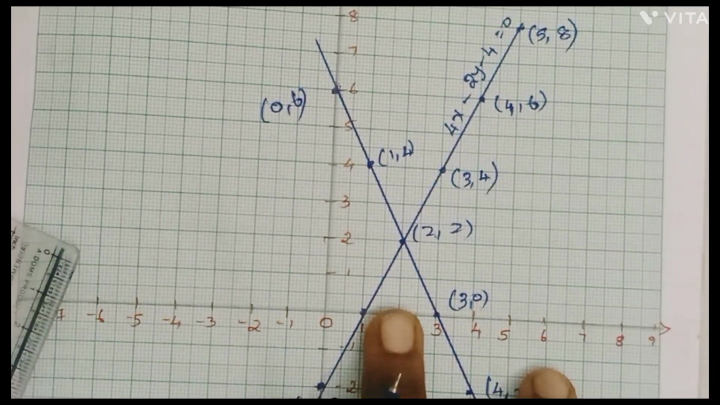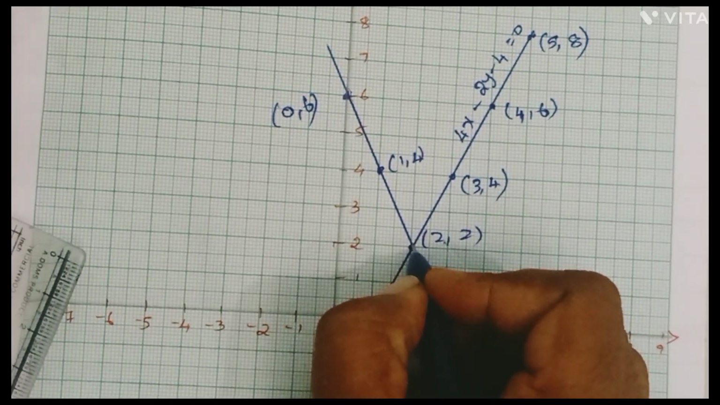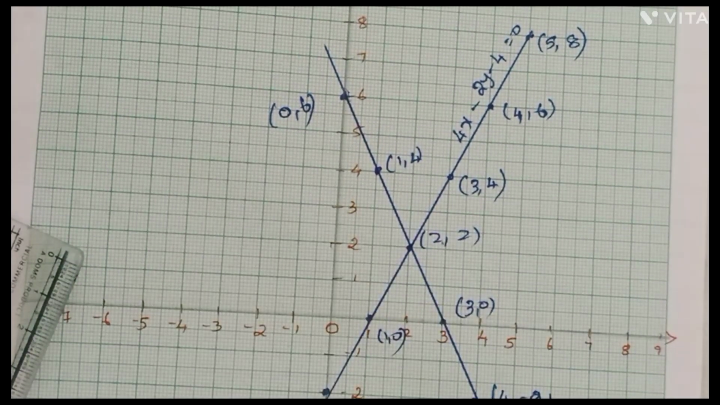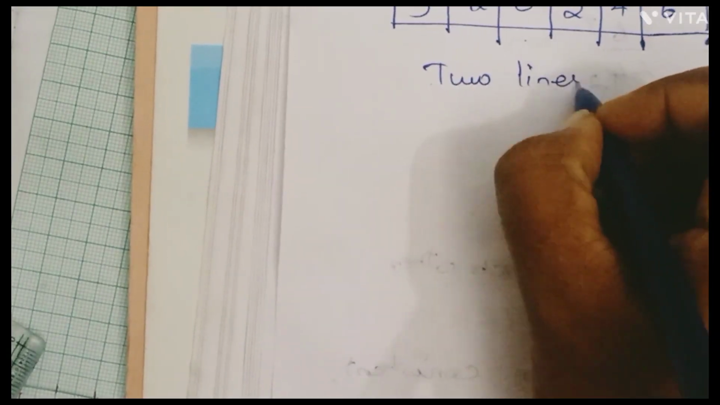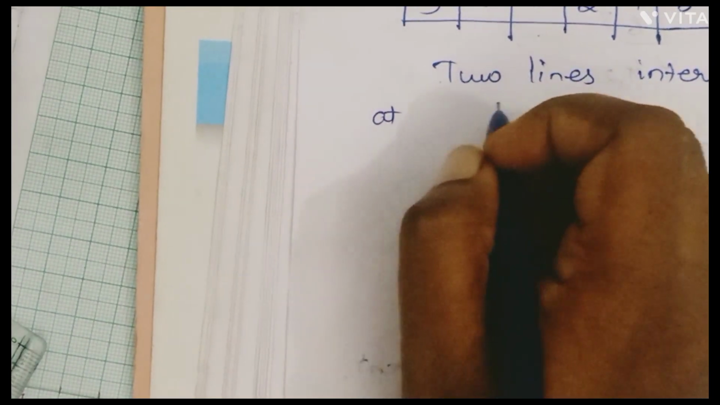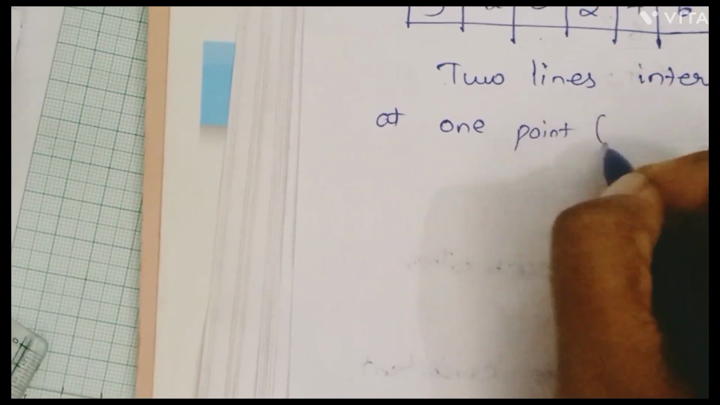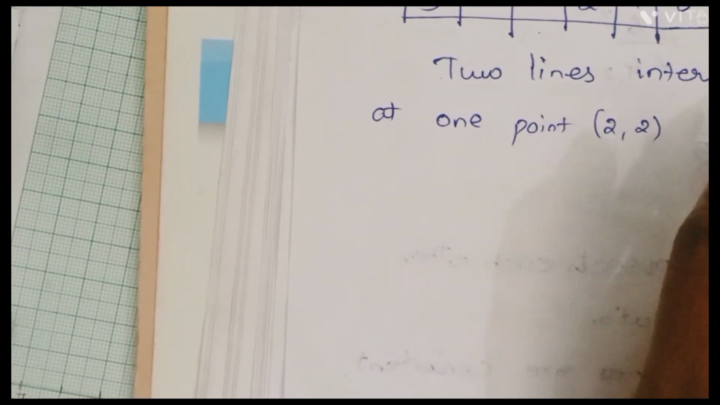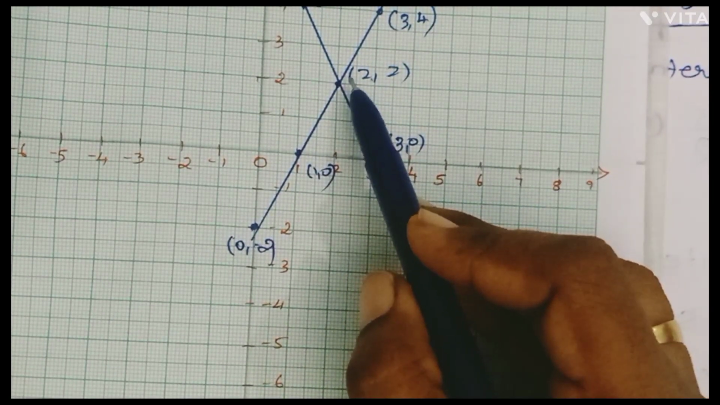You can see that the two lines are intersecting and it has exactly one solution, and it is intersecting at 2, 2. So we conclude that the two lines intersect at one point. What is that point? That point is nothing but 2, 2. We can see the graph now, the two lines intersecting at 2, 2.